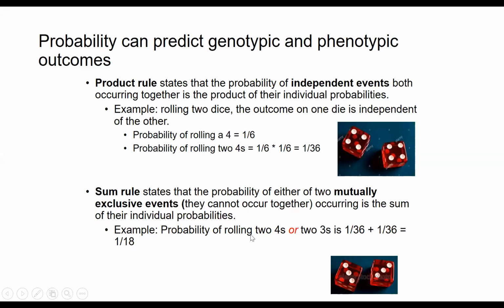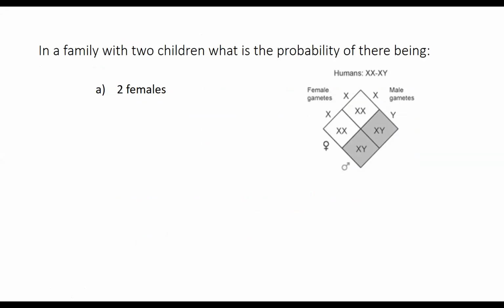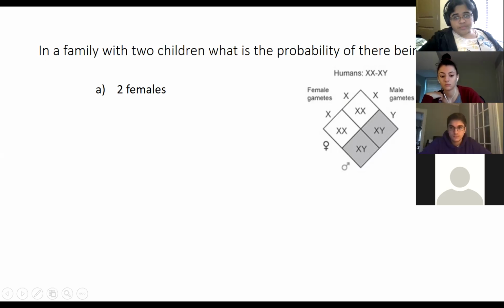So let's come to a question that is more genetics related, I guess. In a family with two children, what is the probability of there being two females? So what do you guys think? This is our little Punnett square with different probabilities of getting females or males. Any ideas? 50%, or one of the two. It's kind of 50%.